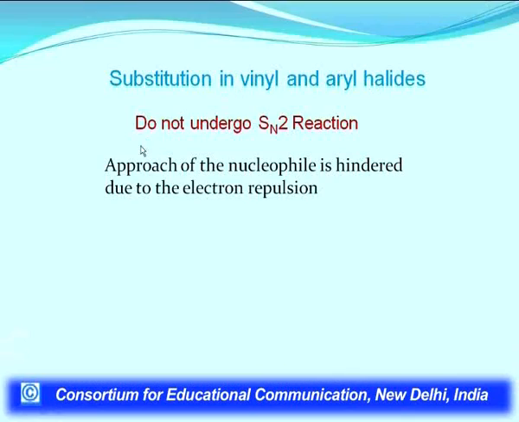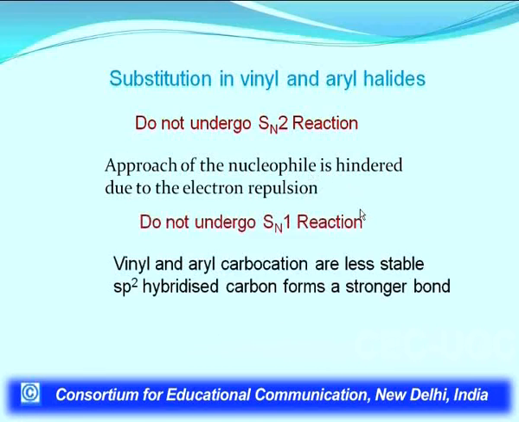So, the carbon carrying the halogen in both these cases has a double bond, which is a pi bond, and if the nucleophile tries to attack from the back side, there is a pi electron cloud which repels it. So, the SN2 mechanism is not favored.